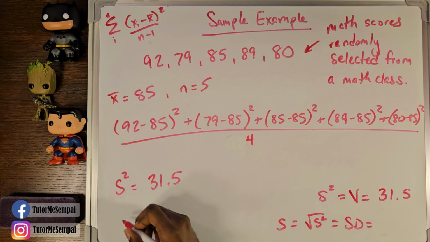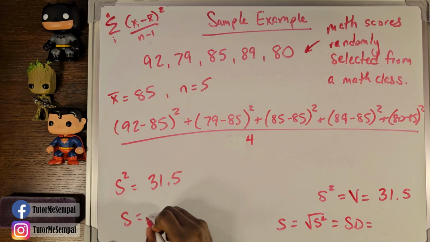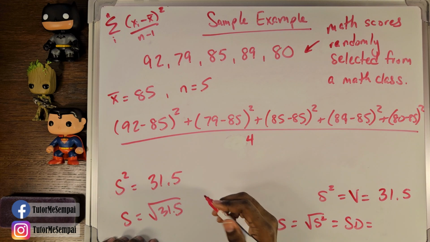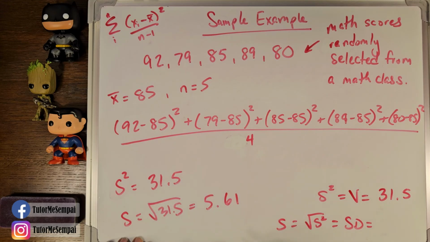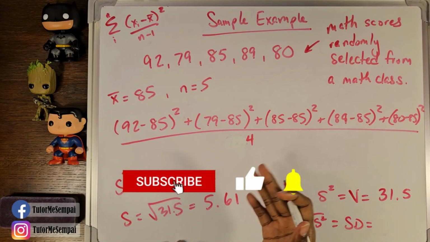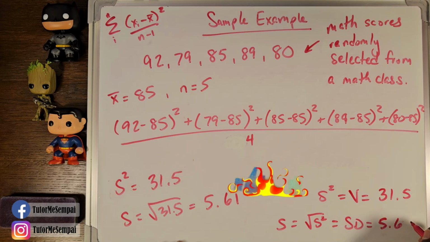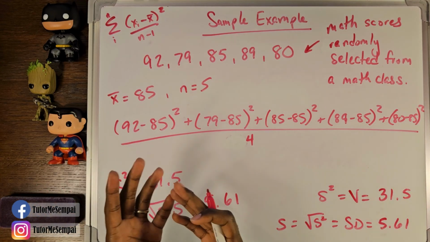So what's our standard deviation? Let's find out what our square root of this is. So our s is going to be the square root of 31.5. If you put that into your calculator and give it some rounding, you're going to get 5.61. Now there are more numbers here, but we're just going to stop at 5.61. So our standard deviation is 5.61.